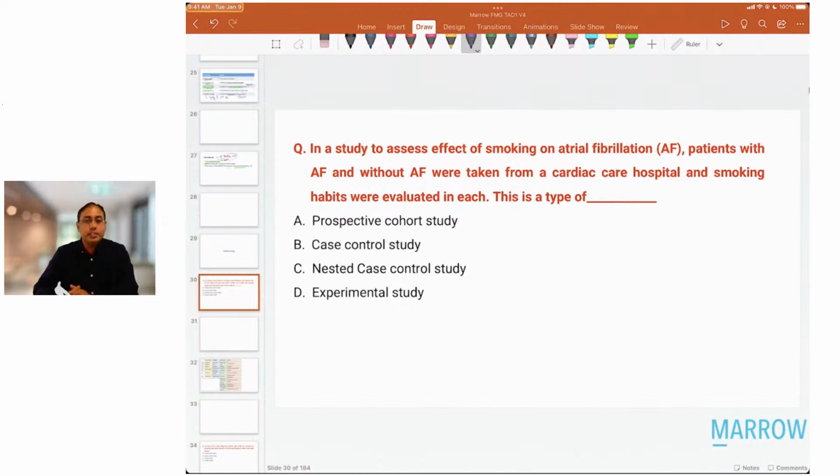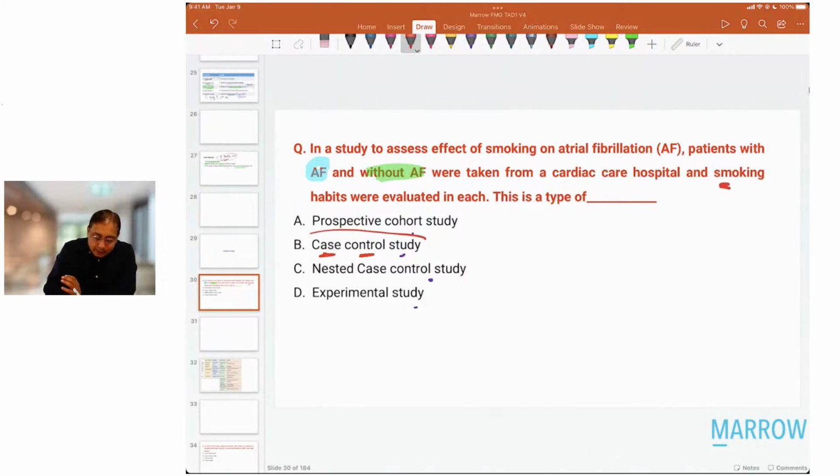So, in a study to assess the effect of smoking on atrial fibrillation, patients with atrial fibrillation and patients without atrial fibrillation, both patient groups were taken, and smoking habits were evaluated in each. So, what do you think? Is it a prospective cohort study, case control, nested case control or experimental? Please note that you had taken patients with atrial fibrillation and patients without atrial fibrillation. You are taking cases and you are taking controls, and from them we ask the history of smoking.